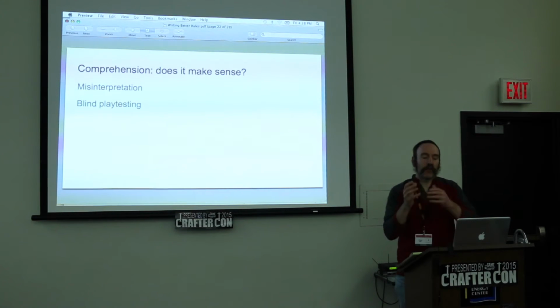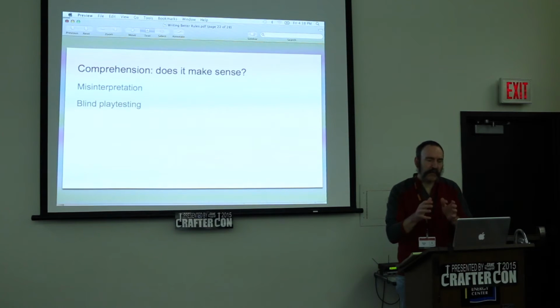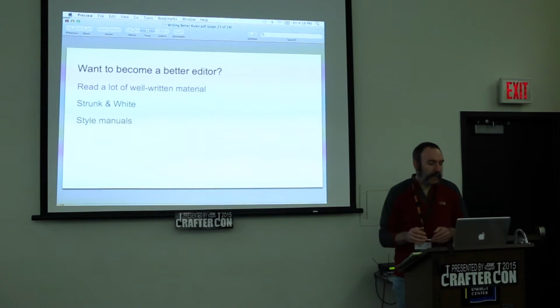A good editor will be able to solve a lot of problems you would get in blind playtesting before you send it to blind playtesting, but both of those steps are pretty much essential.